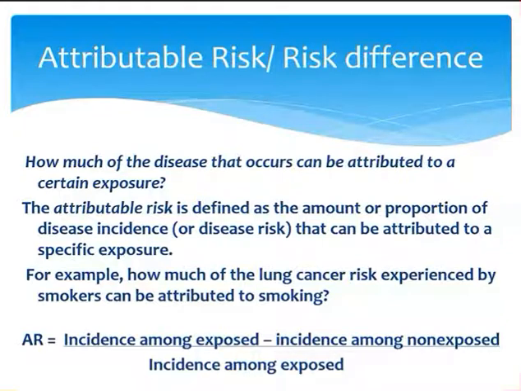So how do we calculate attributable risk? Relative risk is a ratio, attributable risk is a subtraction. So incidence among exposed minus incidence among non-exposed divided by the incidence among the exposed will give us the attributable risk, and therefore attributable risk is also known as the risk difference. If you subtract the two risks, you will get attributable risk. Now let's see and understand what this is.